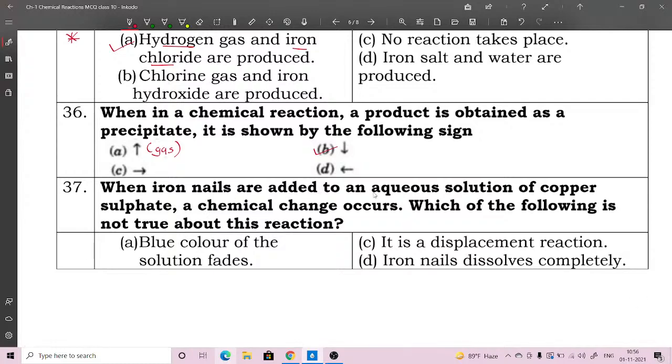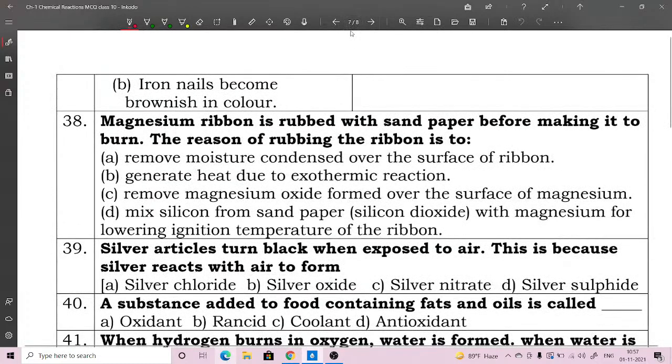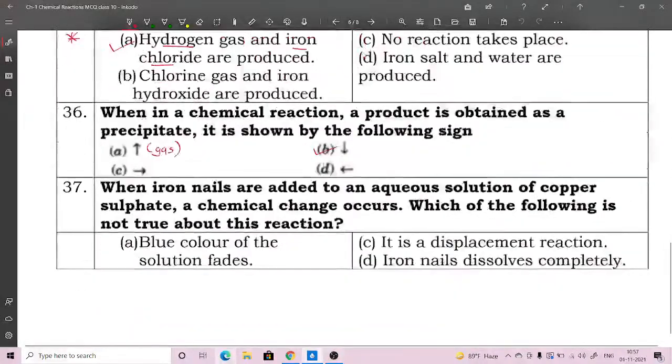When iron needles are added to an aqueous solution of copper sulfate, a chemical change occurs. Which of the following statements is not true about the reaction? A. Blue color of the solution fades. C. It is a displacement reaction. D. The iron dissolves completely. Option B, iron will become brownish in color. No, this is also taking place. And option A, this is also taking place. It is a displacement reaction, that's correct. Iron doesn't dissolve completely. The correct answer is D.